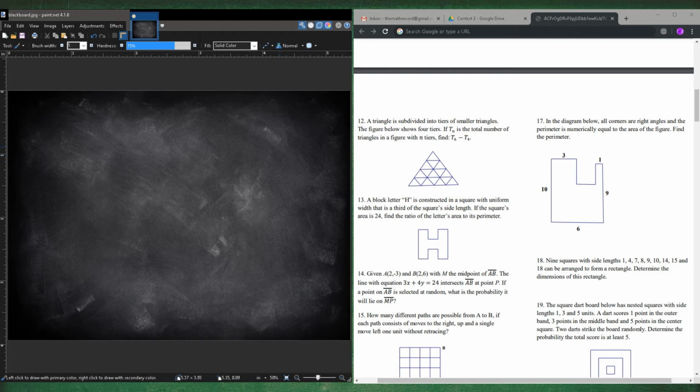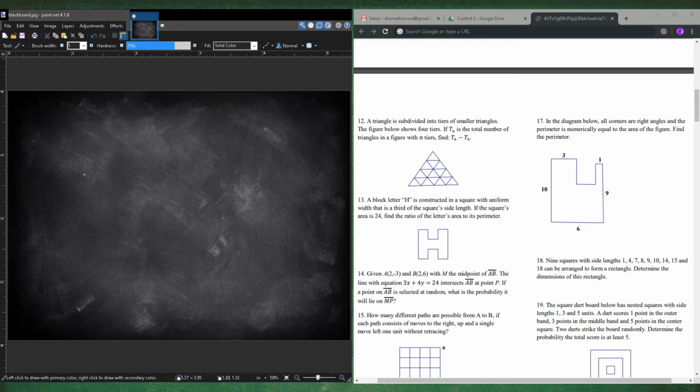A letter H is constructed in a square with a uniform width that is a third of the square's side. Okay, if the square's area is 24, find the ratio of the letter's area to its perimeter.